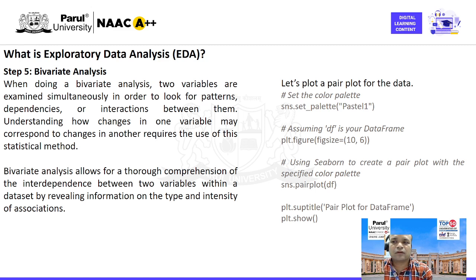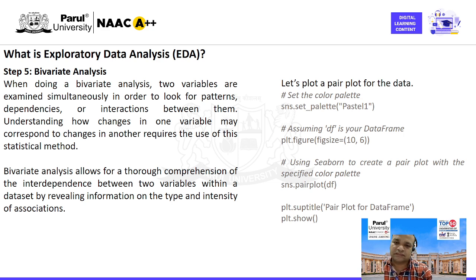Fifth, we are discussing bivariate analysis. When doing a bivariate analysis, two variables are examined simultaneously. If you want to deal with two variables at the same time, you can do that with the help of bivariate analysis, in order to look for the patterns, deficiencies, dependencies, or interaction between them.